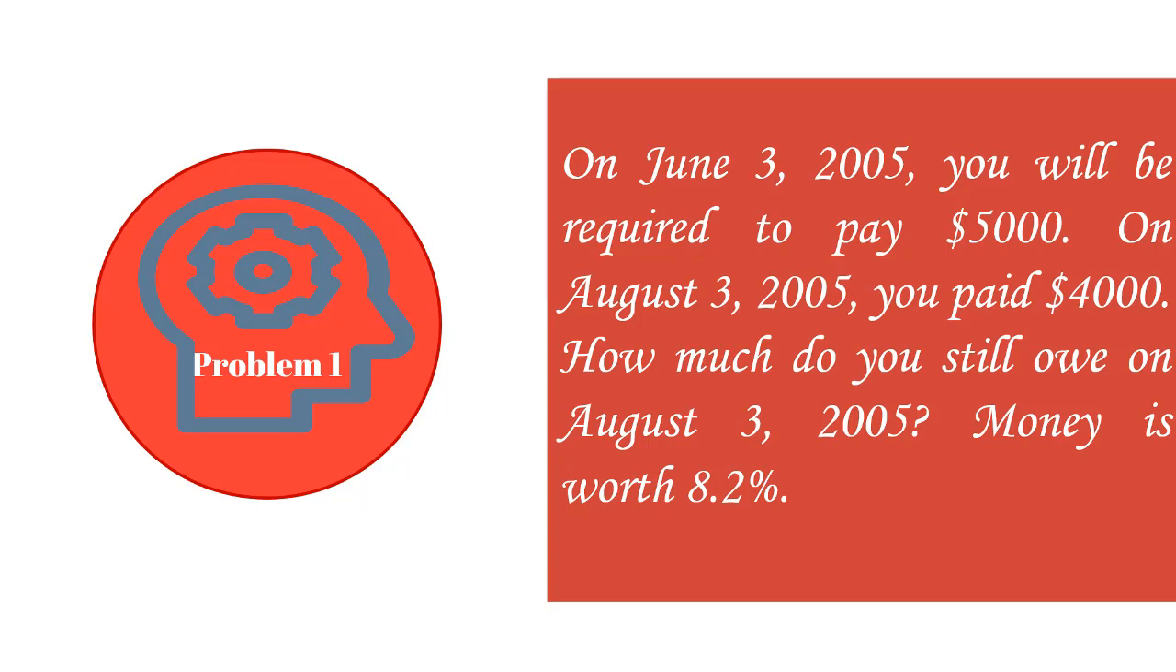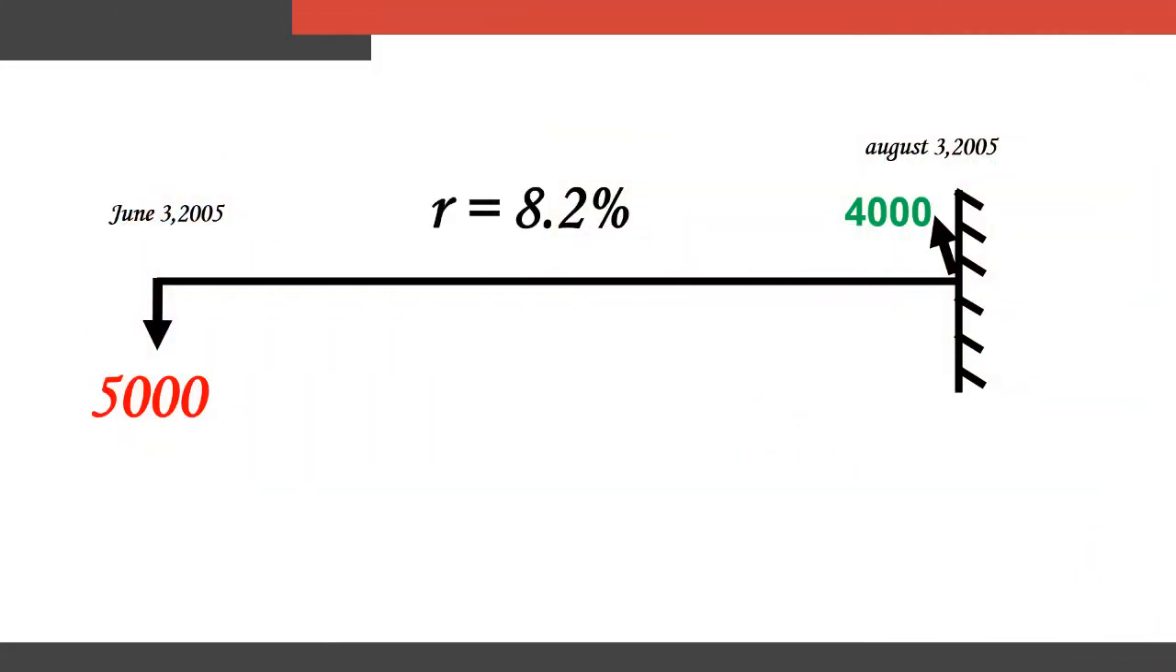Problem number 1. On June 3, 2005, you will be required to pay $5,000. On August 3, 2005, you paid $4,000. How much do you still owe on August 3, 2005? Note that money is worth 8.2%. Look at the time diagram.